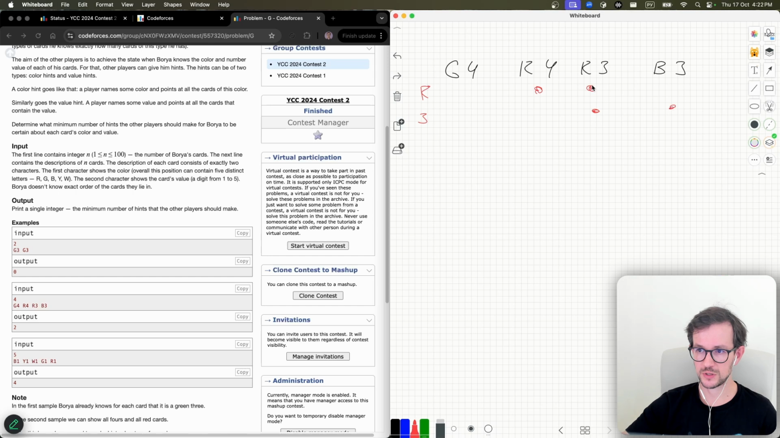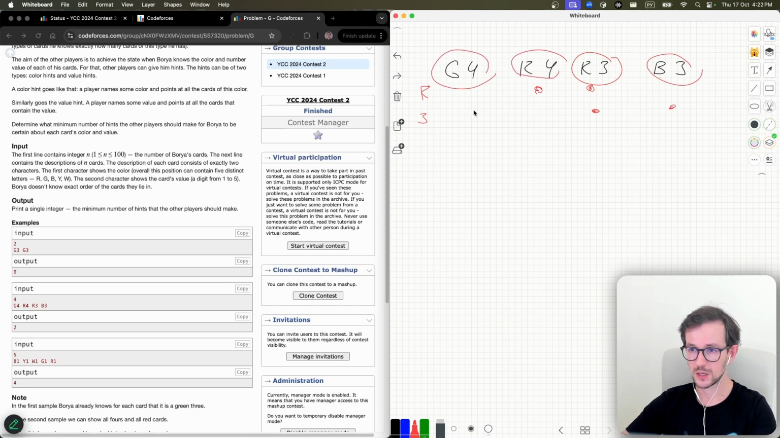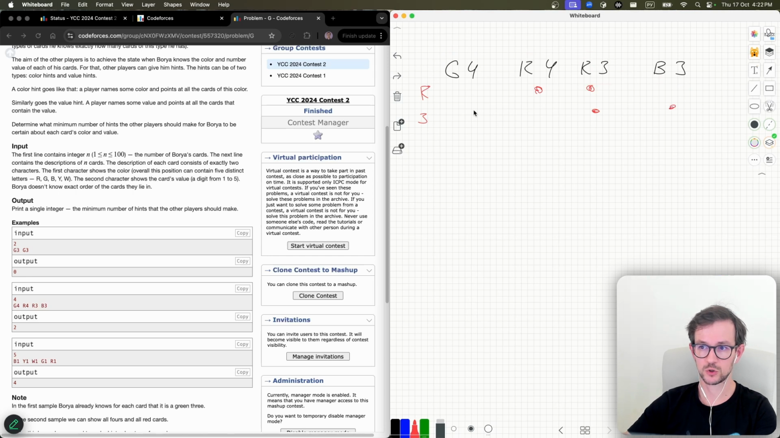So I know this card, so it is red and it is free, so it must be R3. Now I know this card is also free, but not this. So I know this card, and by conclusion I know this card. Okay? So this is how you do it using 2 hints.